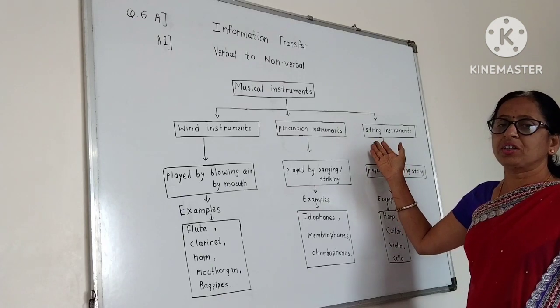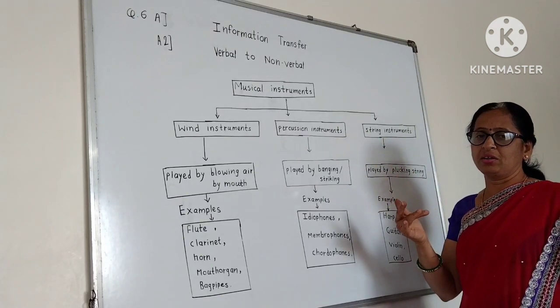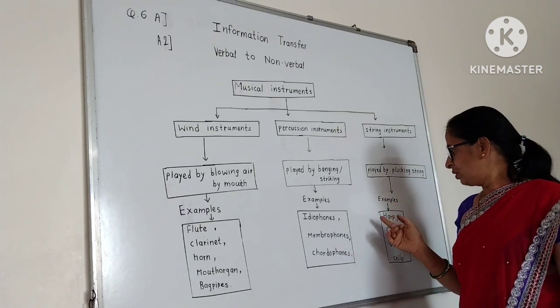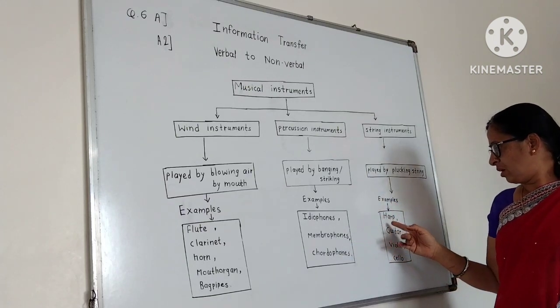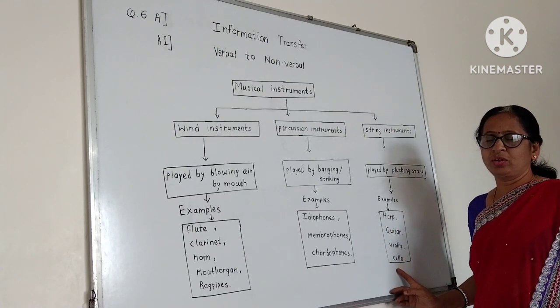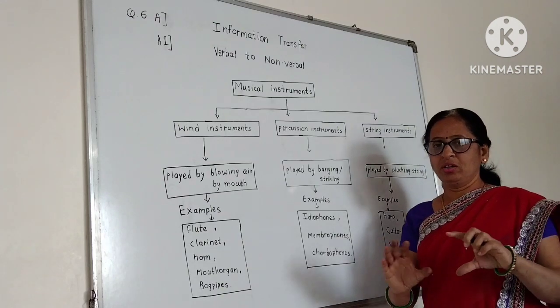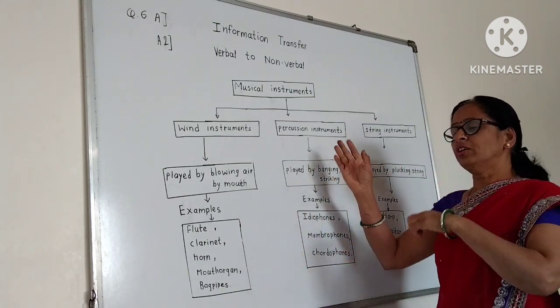Next, third one is string instrument. String instruments are played by plucking the string. Examples are harp, guitar, violin and cello. In this way, we transfer the information in the paragraph into a tree diagram.